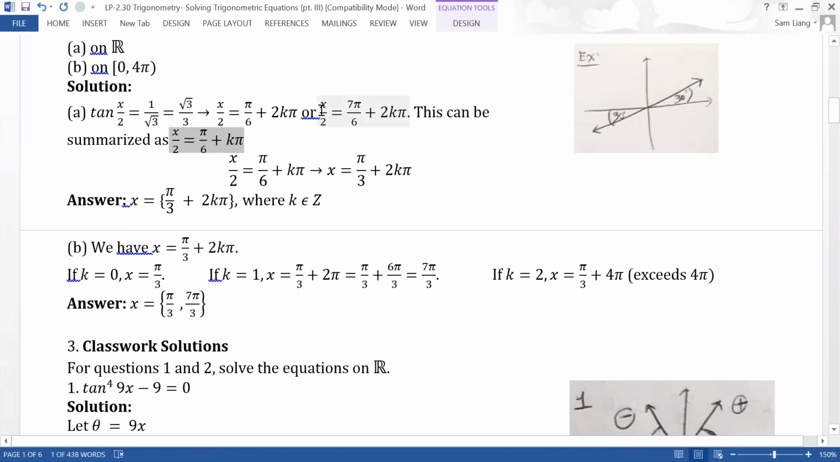For this one, for example, you get x equals 7 pi over 3 plus 4k pi. So in part B, if k equals 0, then you get 7 pi over 3, and that'll give us this. But then you wouldn't be able to do 7 pi over 3 plus 2 pi, right? That'll be 13 pi over 3, which is over 4 pi. So, all right, that's this answer, k equals 2.